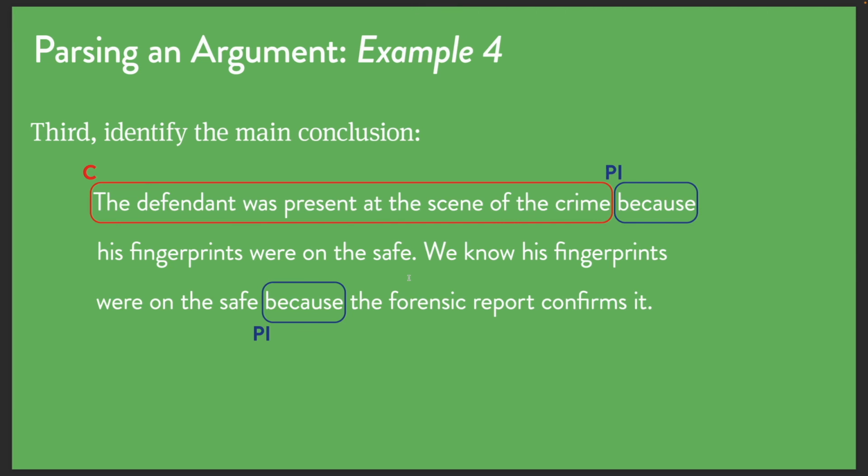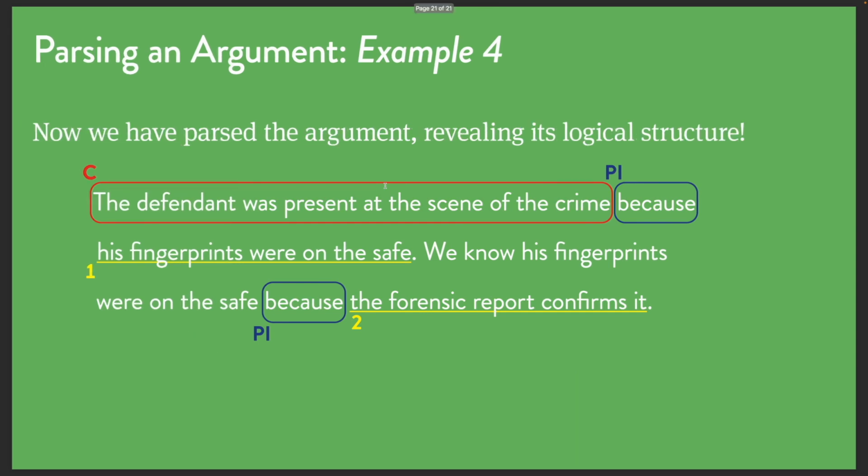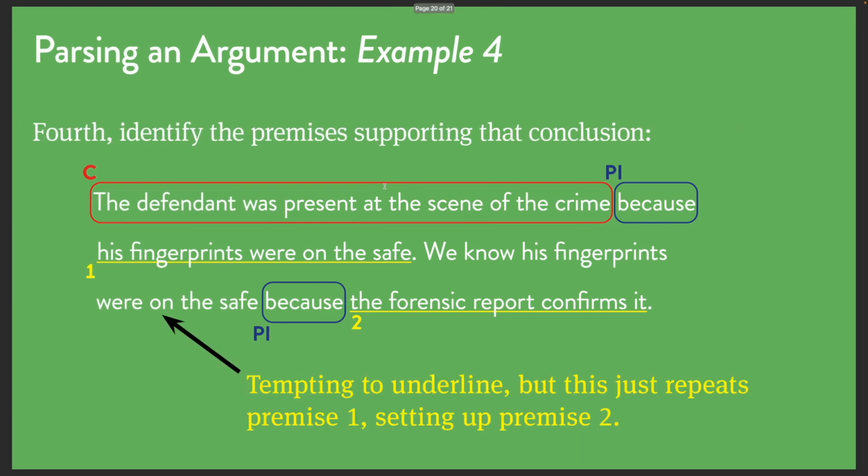You might have to read this for a moment, but you realize, oh, what is this all about? Showing that the defendant was present at the scene of the crime. So that is the main conclusion. Circle it, mark it with a C. And now identify the premises. What reasons are we given to believe that the defendant was at the scene of the crime? Well, again, we're given two reasons.